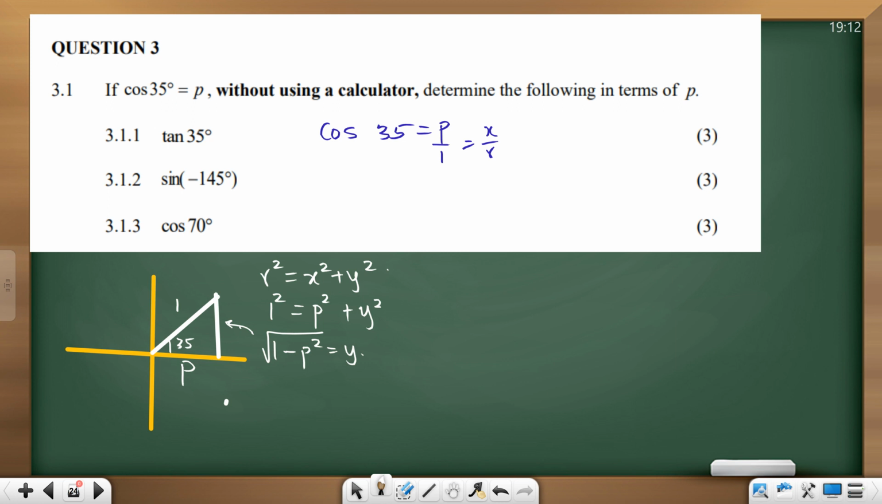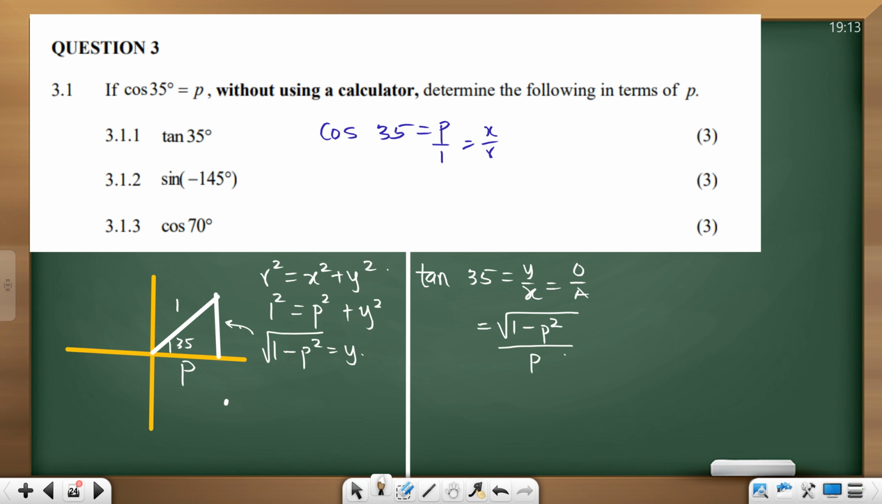What is tan 35 now? Tan 35. Y over r. No, y over x, or opposite over adjacent. You know everything now. What's the answer? P squared over P. We're done. 3 marks. Boom. In the bag. Next one.